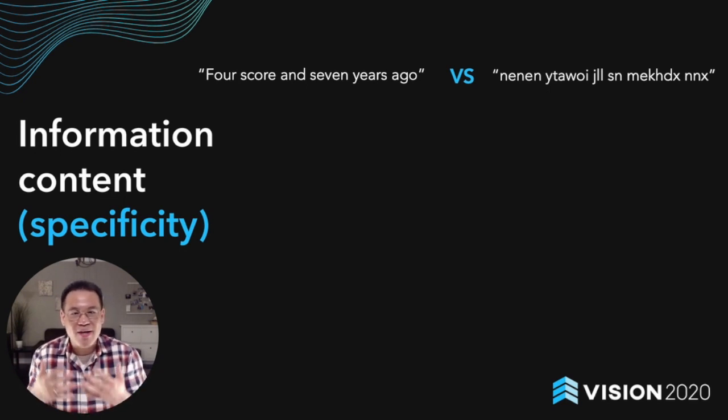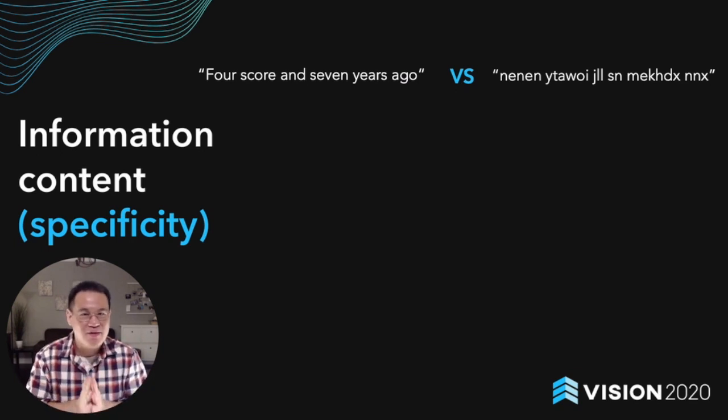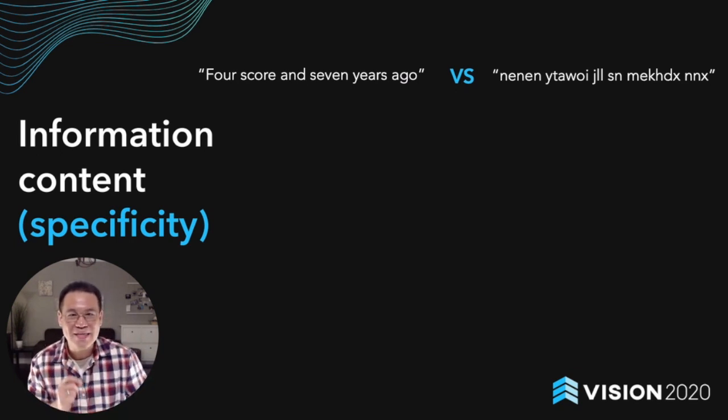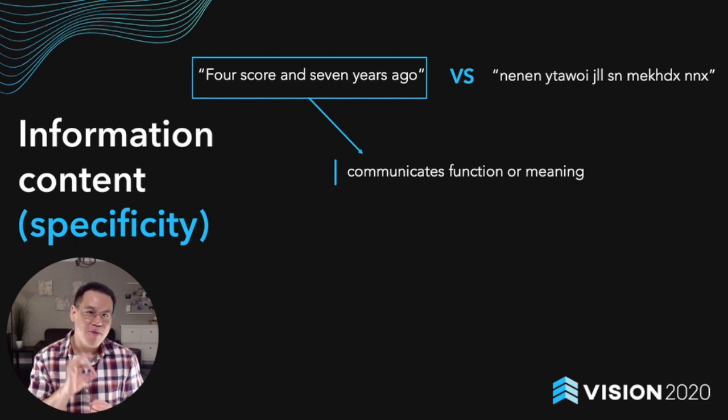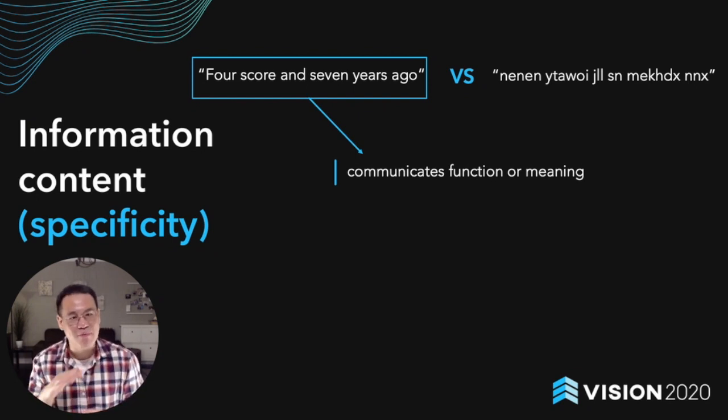But the chances that you randomly get the first is exactly the same chances that you would randomly get the second. So what tells them apart? Well, it's the specific arrangement of the letters that then communicates a function or meaning, in this case, part of the Gettysburg Address. And this same information content or specificity is what we see in proteins.